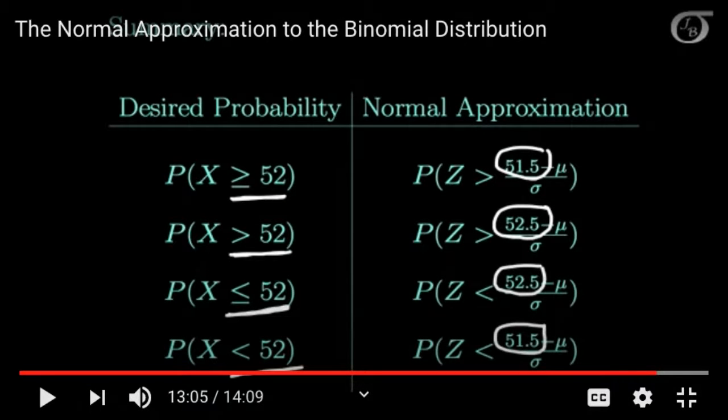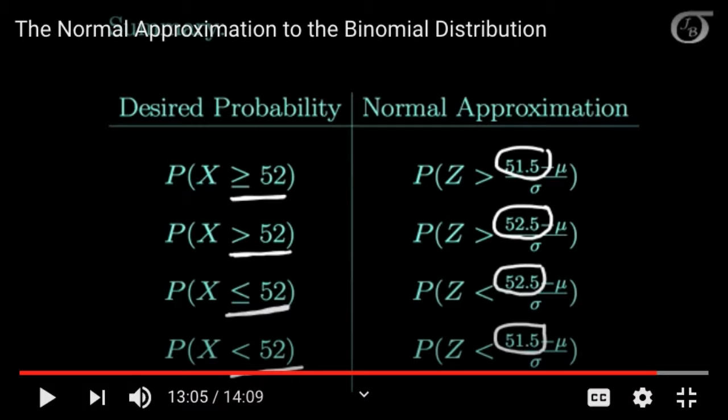So when you are doing the normal approximation, and depending on what probability you have to find, if it's greater than or equal to 52, you're going to start from 51.5. If it's just greater than 52, you're going to start at 52.5. Less than or equal to 52, you're going to start at 52.5. And less than 52, you're going to start at 51.5. Are there any questions about that?